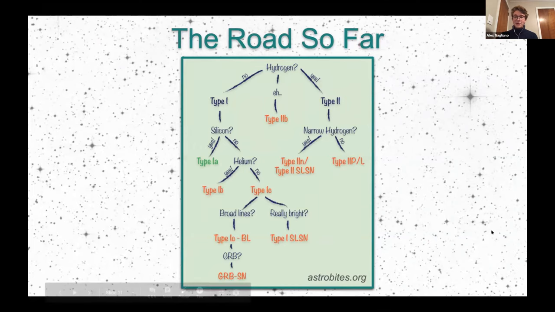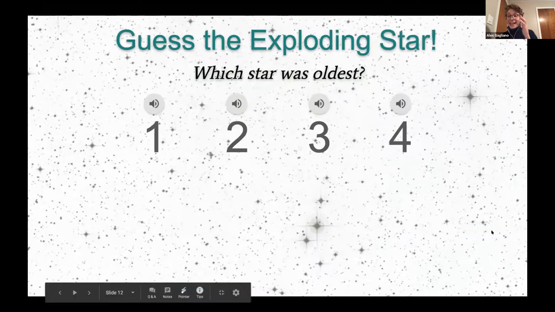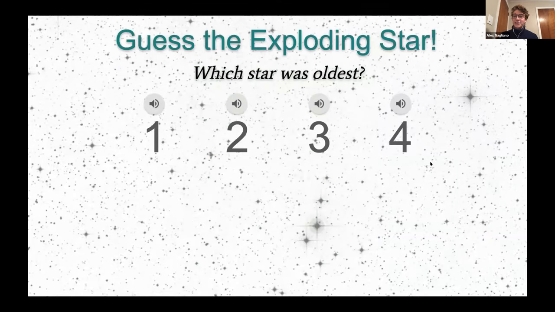Okay, so we're now hopefully going to use the annotation feature to tie together some of the things we've been discussing. I'm going to play four supernovae. These are the spectra of these supernovae at the maximum brightness of their explosion. You all will have to tell me which of the stars was oldest. So remember, youngest means hydrogen and helium; oldest means more muddled, with lower notes of heavy elements.